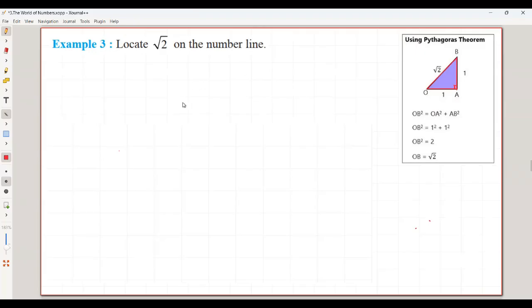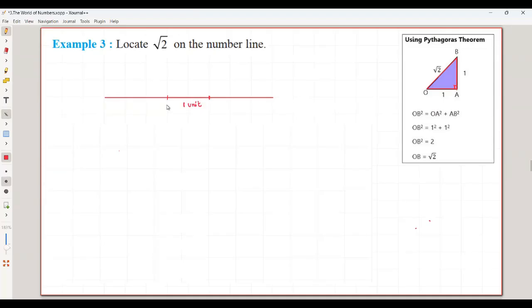The same concept, we are going to do it in the number line. First, draw the line and mark O. Then from O, take 1 unit. The 1 unit can be 1 centimeter or 2 centimeters. I'm taking from here to here as 1 centimeter, that is 1 unit.